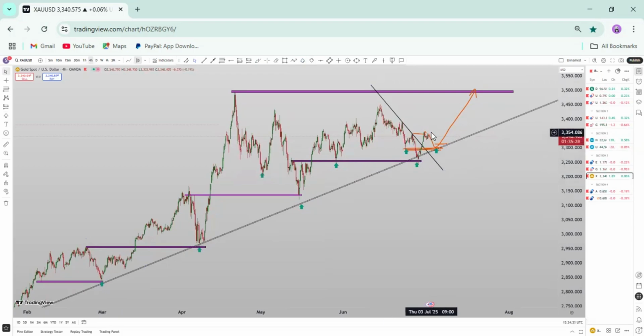So I waited for the market to break. It has already broken. So I'm waiting for the market to retest to my second shoulder around here. Then I will take my trade to the upside. So that's what I'm expecting.